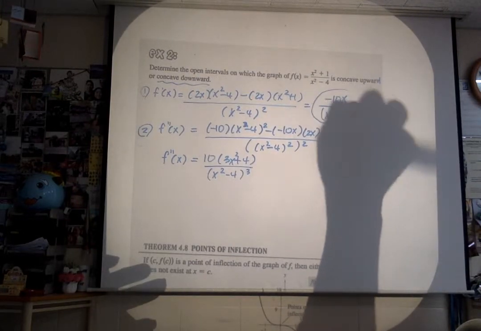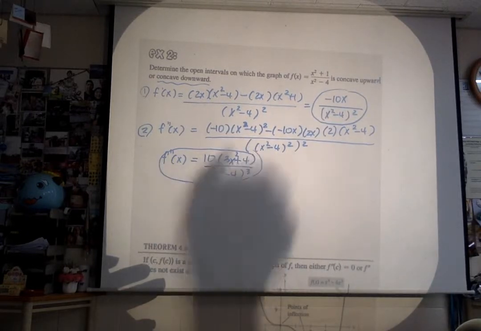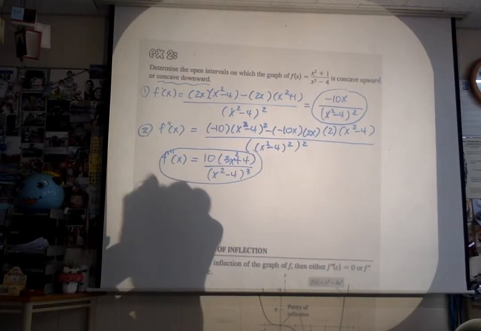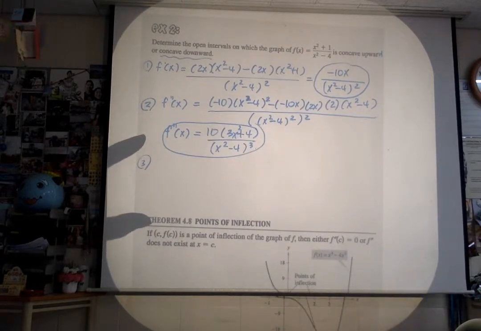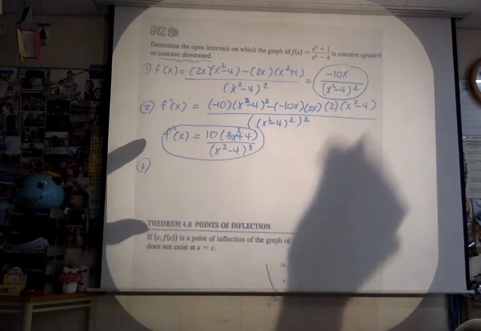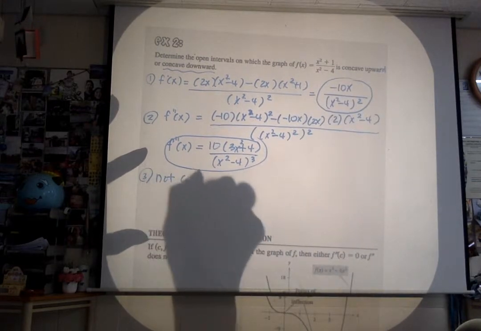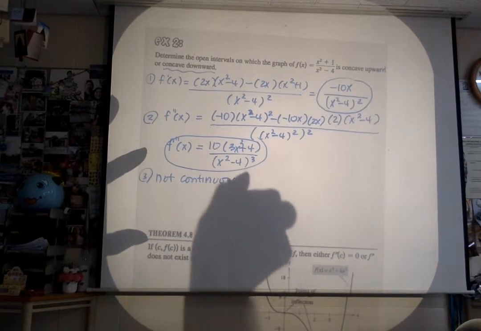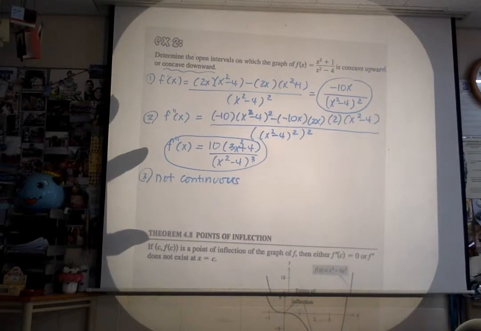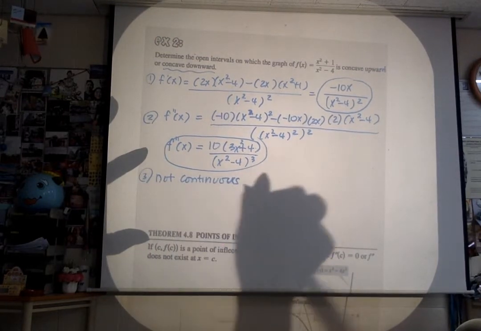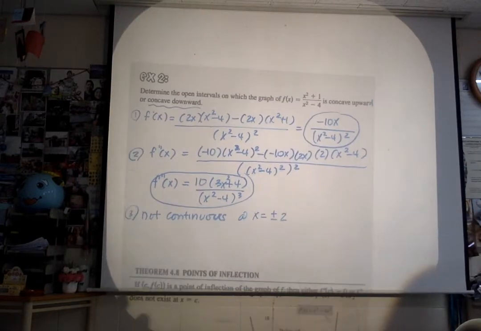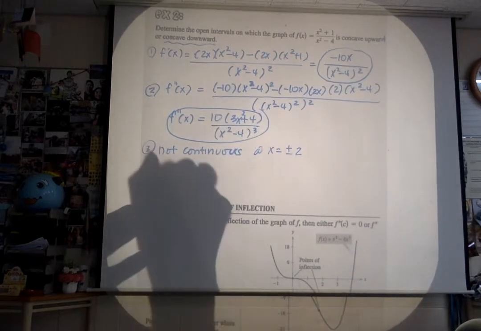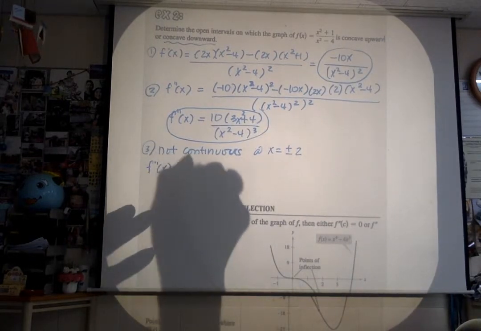So here's our f prime, and here's our f double prime, our second derivative. Now, what are we going to do with that, our third step? We have to find anywhere that's discontinuous or undefined, or our critical numbers. I can see from the original that this is not continuous, same as what we've done before with increasing or decreasing functions. It's not continuous at x equals plus or minus 2. It's undefined at x equals plus or minus 2.